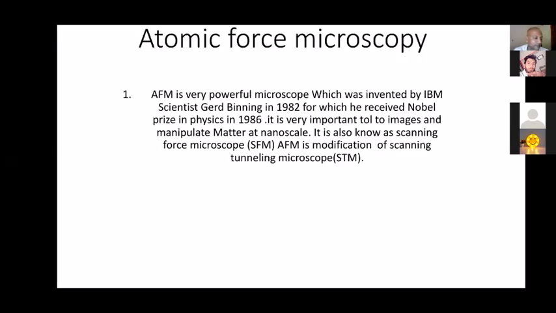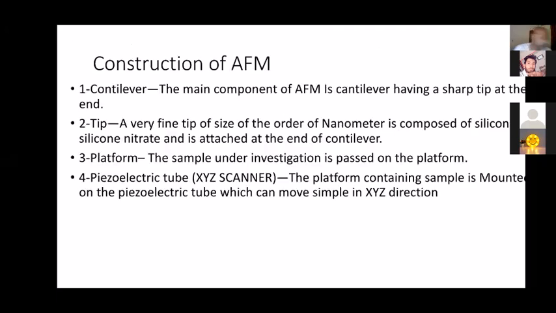Topic is atomic force microscope. Atomic force microscopy is a very powerful microscope which was invented by IBM scientist Gerd Binnig in 1982, for which he received the Nobel Prize in Physics in 1986. It is a very important tool to image and manipulate matter at the nanoscale. It is also known as scanning force microscope, and AFM is a modification of the scanning tunneling microscope.